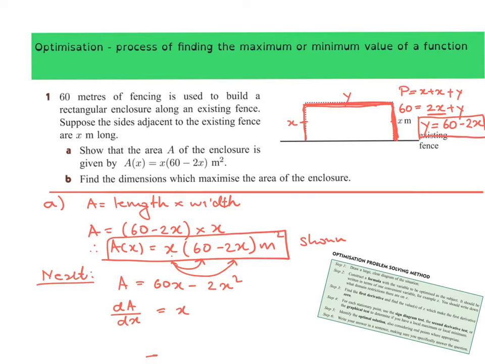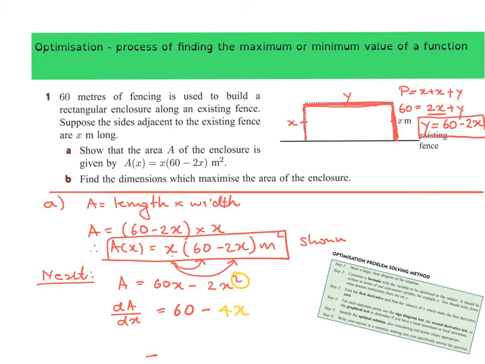What did you say? Yep, it's equal to 60. And then take away 2 times 2. So you remember this 2 here, it's going to come in front. So 2 times 2 is going to be 4. So it's going to be 4x.